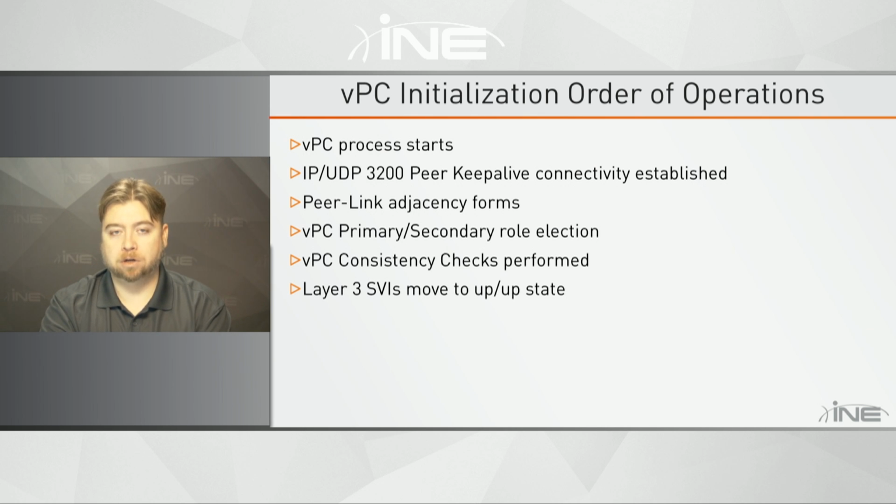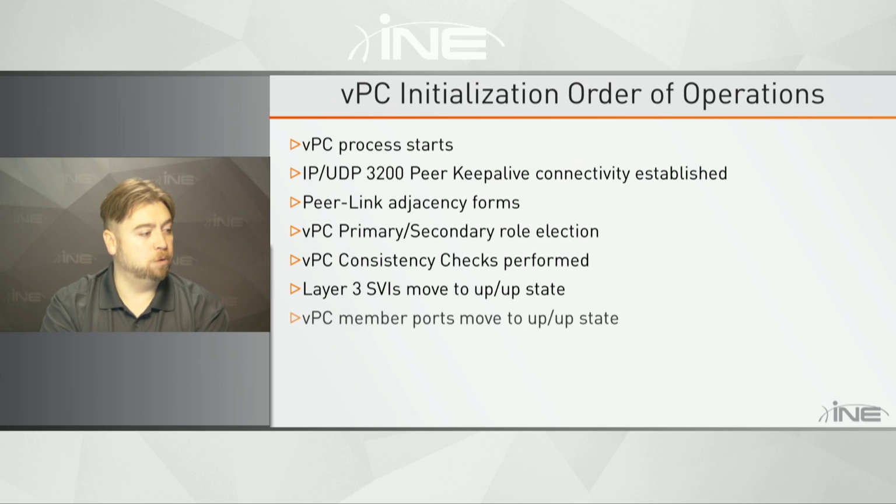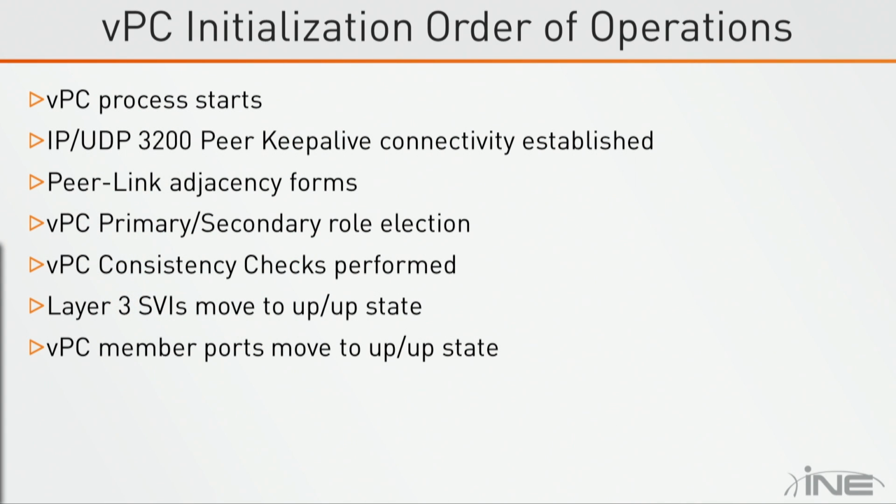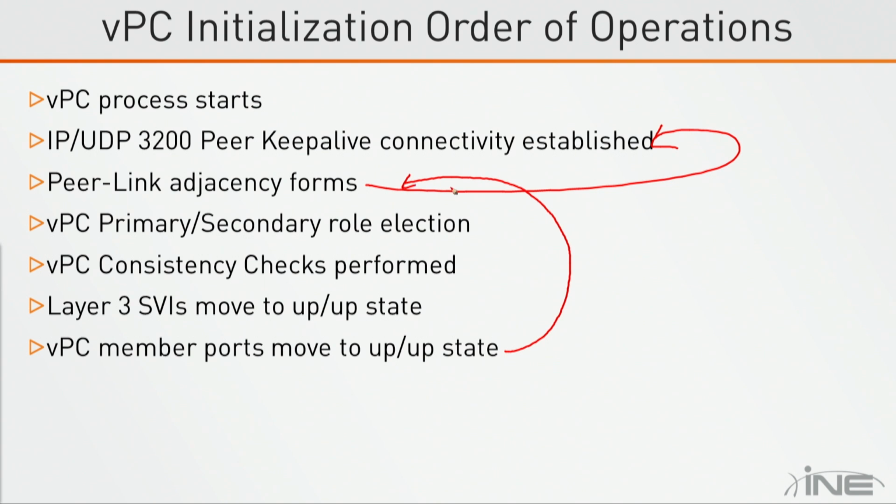Okay, so layer 3 SVIs, for example interface VLAN 10. VLAN 10 is one of the VLANs allowed on the peer link. So we start to advertise this into our routing protocols, assuming the switches are the layer 3 gateways for the servers. And then finally, we're going to bring up the vPC member ports and start to forward traffic at layer 2. Now, from this order of operations, the system is specifically putting a dependency on the items here: the peer link cannot form unless the keep alive is formed, and likewise the member ports cannot come up unless the peer link is up, and the member ports would not want to come up before the layer 3 routing is up.